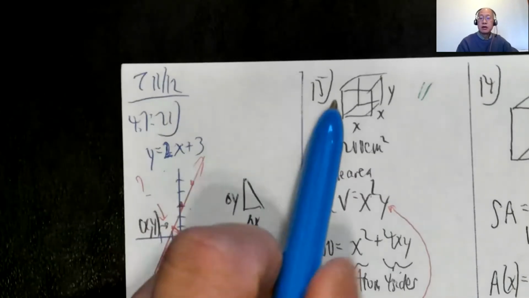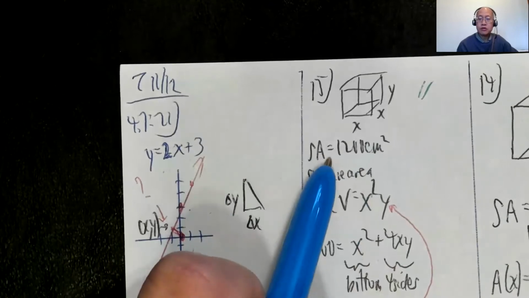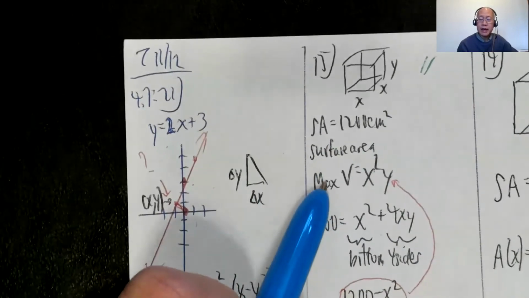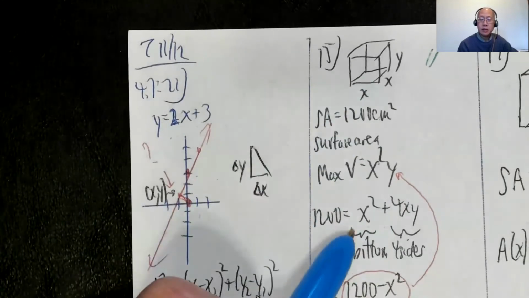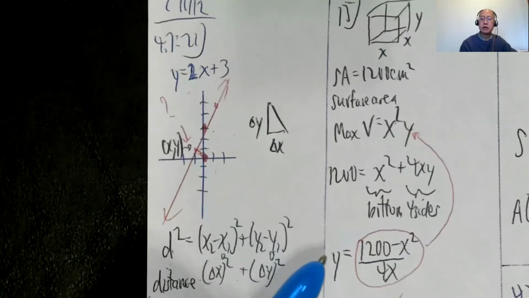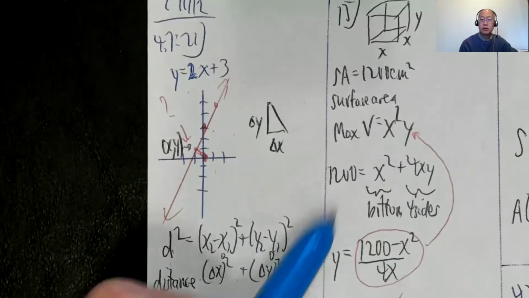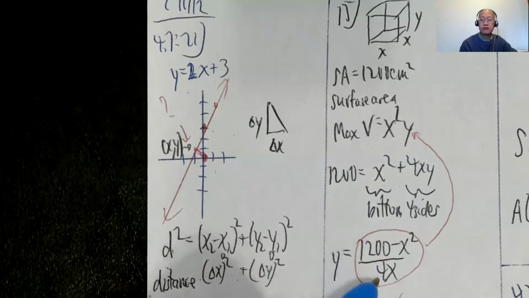Okay, 15, you have a box, square base, open top, surface area is 1200 centimeters squared. Maximize the volume, which is x squared y. So 5 faces have an area of x squared for the bottom and 4xy for the four sides. Okay, so solve here, y is equal to (1200 minus x squared) over 4x.